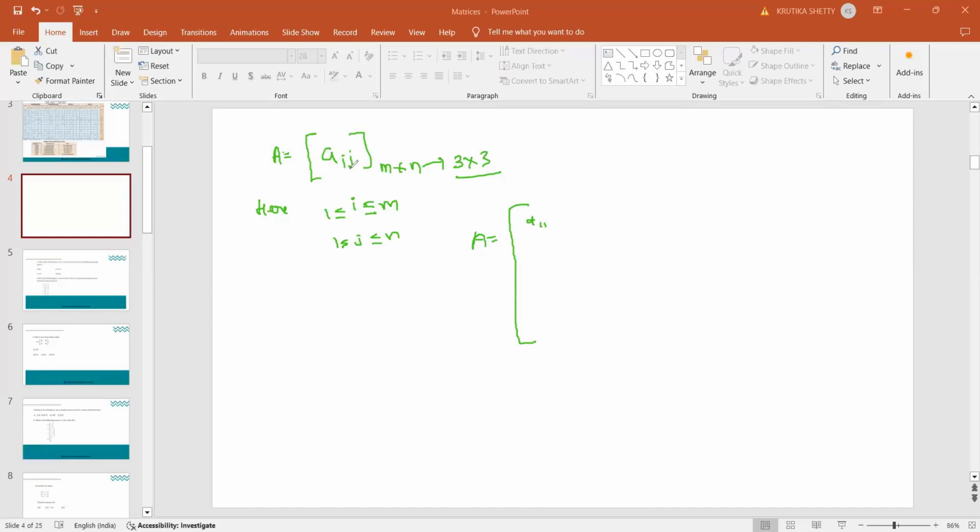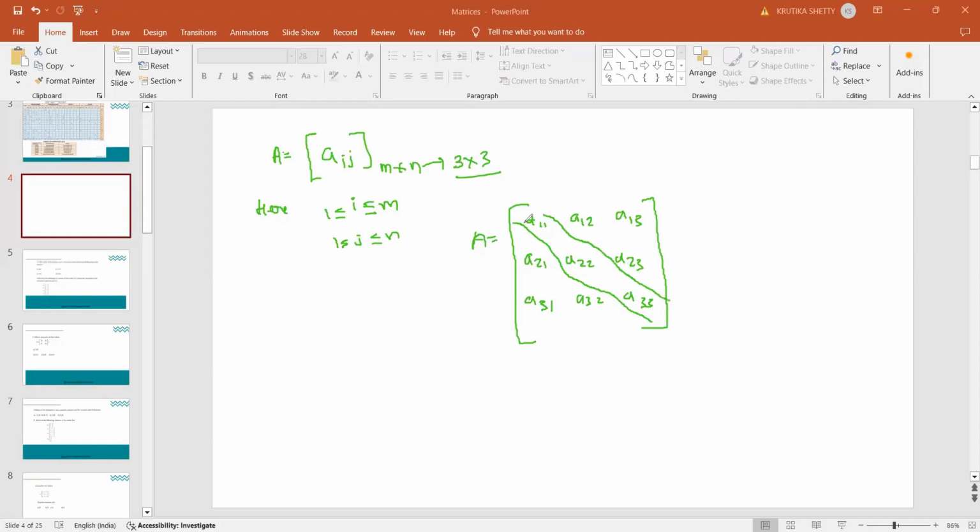So i and j indicate the position here. So a11. Next a12, a13. These are the 3 elements in the first row. And then a21, a22, a23, a31, a32, and then a33. See here, we can divide this full 3 cross 3 matrix into 2 parts.